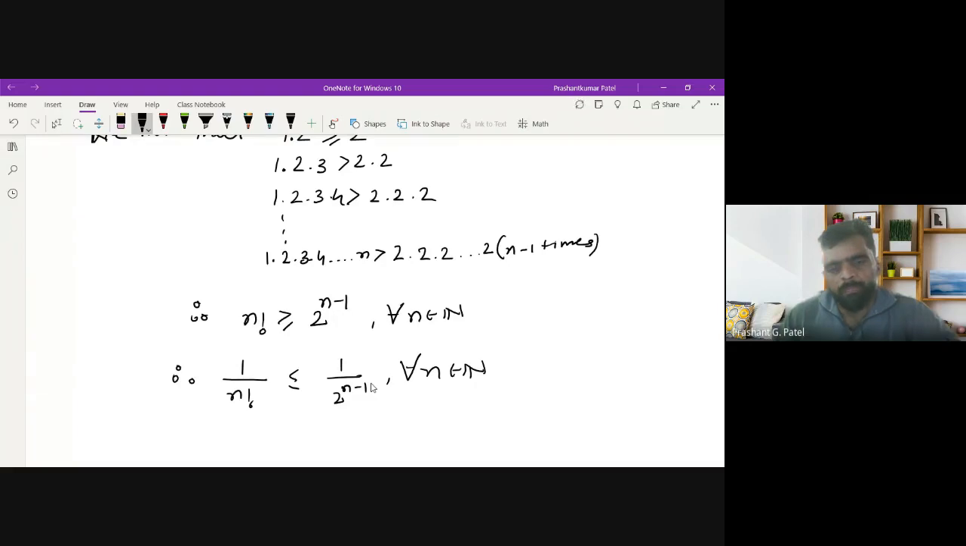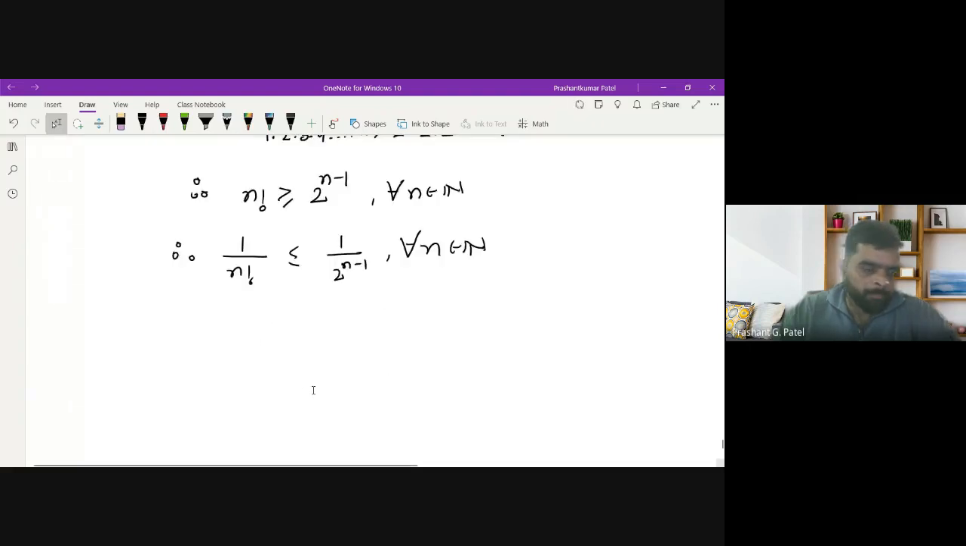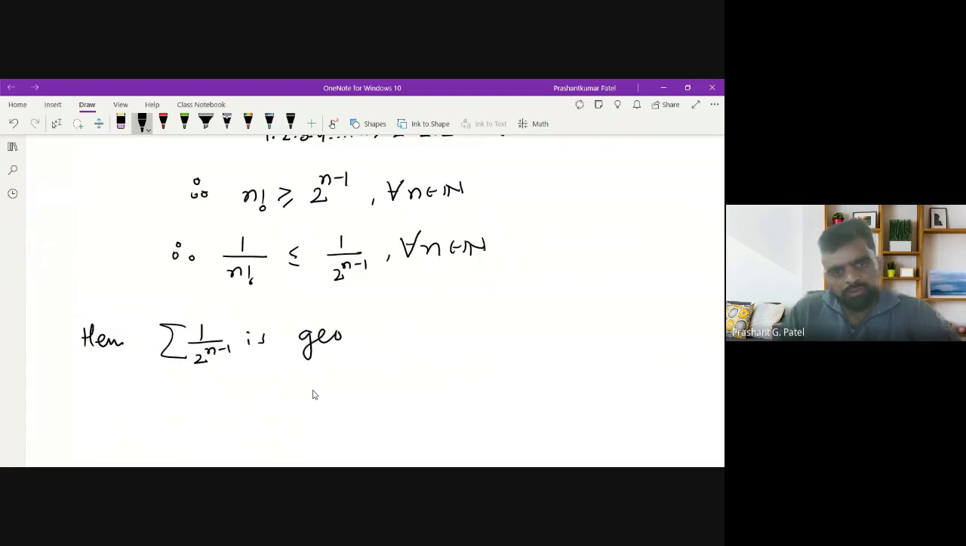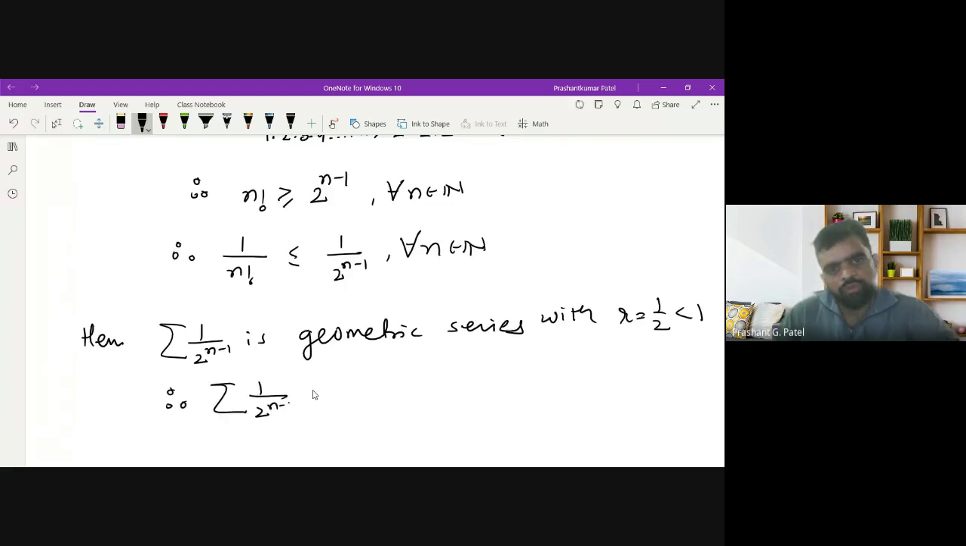Now by comparison test, on this side, this is a geometric series with ratio 1 by 2. So here, summation of 1 upon 2 power n minus 1 is a geometric series with r equal to 1 by 2, which is less than 1. Therefore, summation of 1 upon 2 power n minus 1 is convergent.